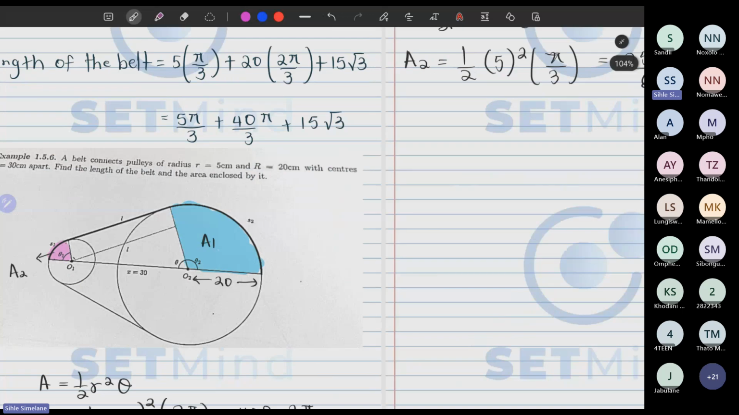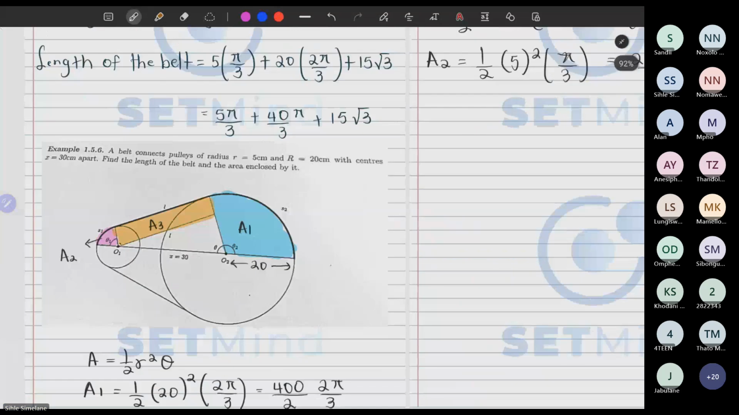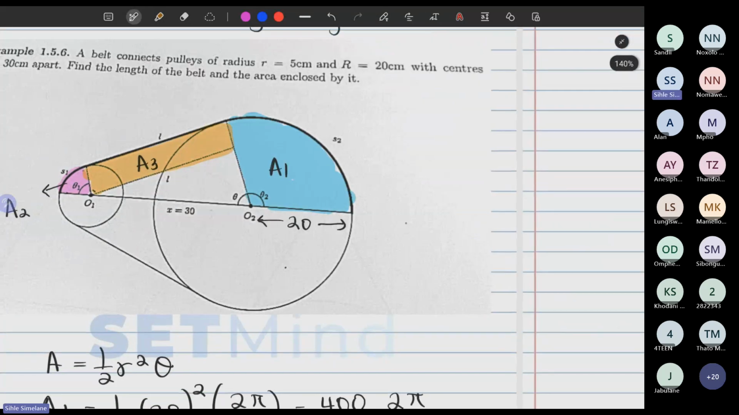Let's now go for the rectangle, because we want to find the area which is covered by that belt. You will see how all of it will combine. In that area, the rectangle we will call A3. If you look at A3, we already have this L here. We found that L is 15 square root 3. We also know this side here, which is the radius, 5 centimeters. So we now have the length and the breadth of a rectangle.